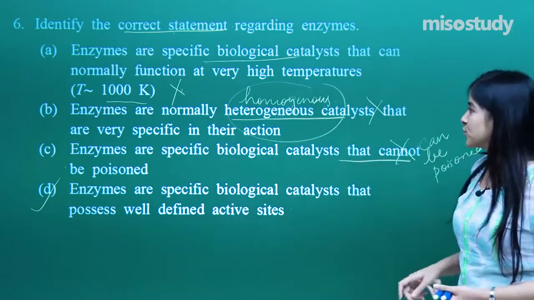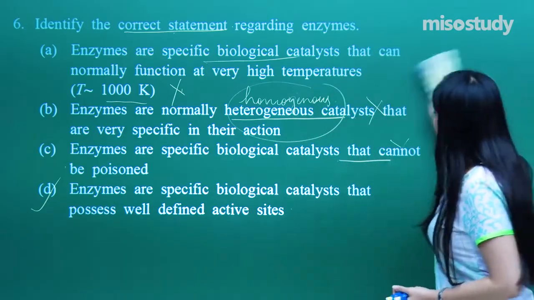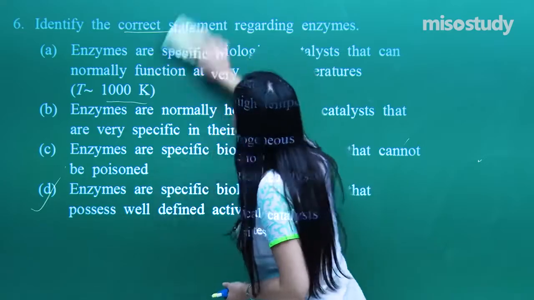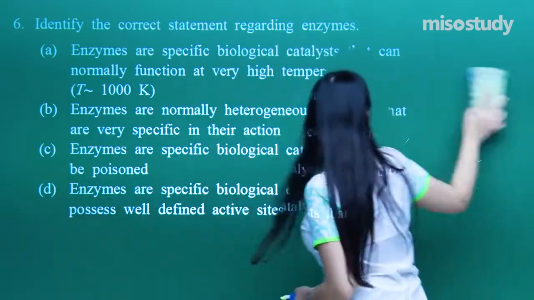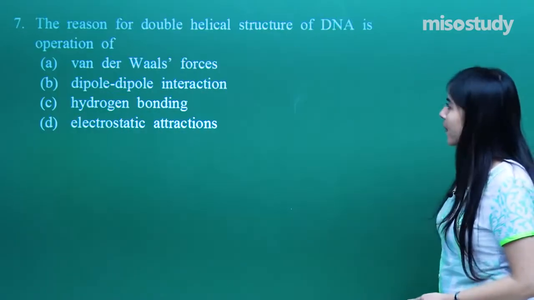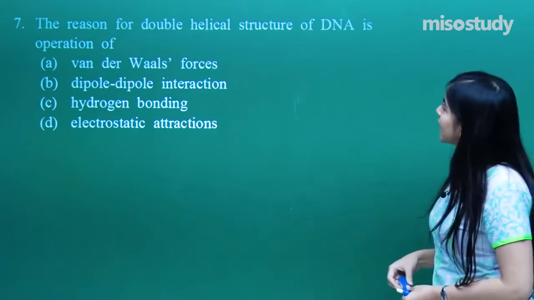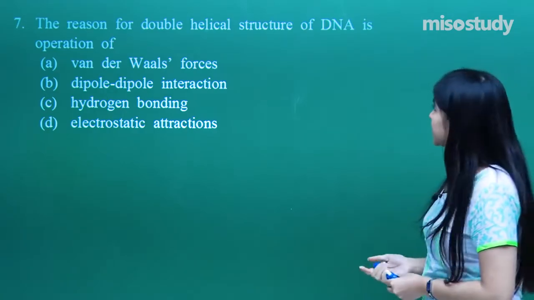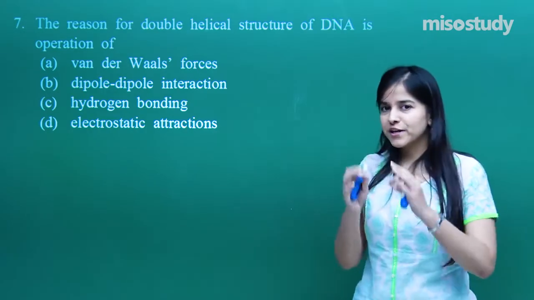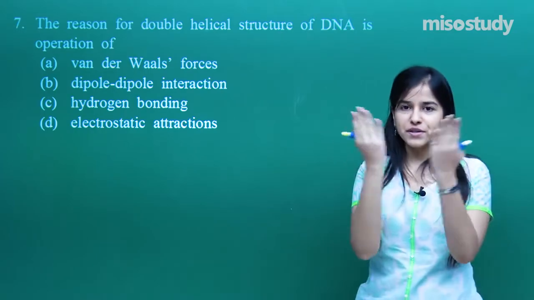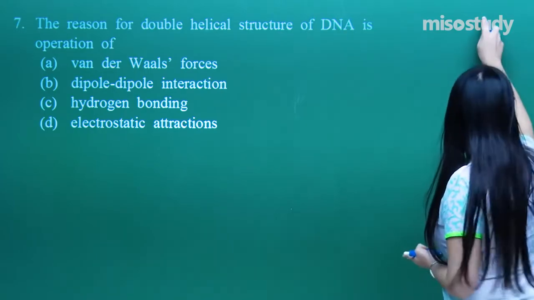So, now let us move on to the next question. What does the next question say? The reason for the double helical structure of DNA is the operation of. So, I need to find out what kind of a force is existing between the double helical structure. What is a double helical?